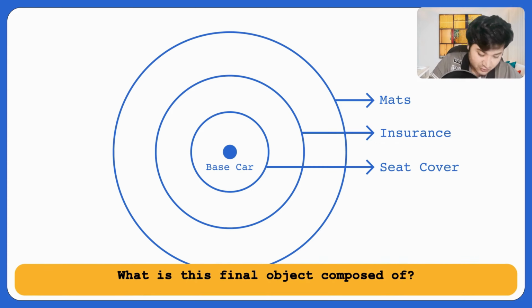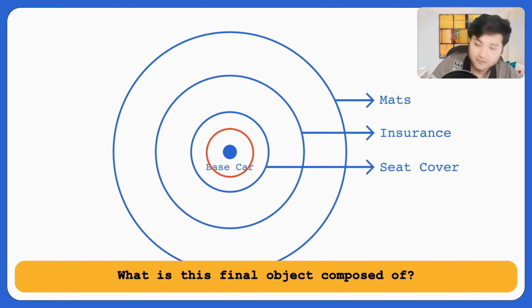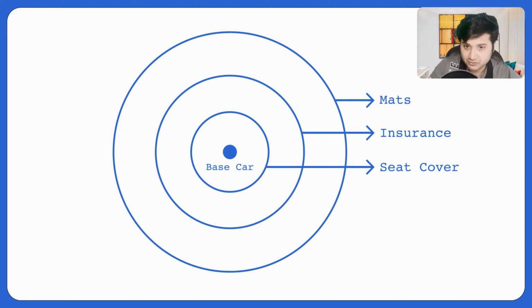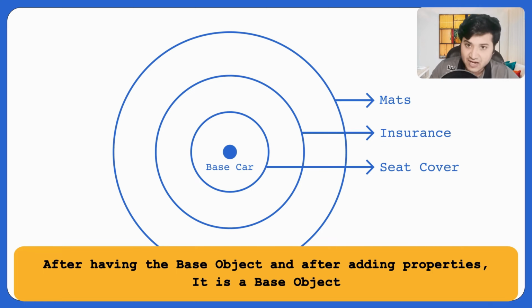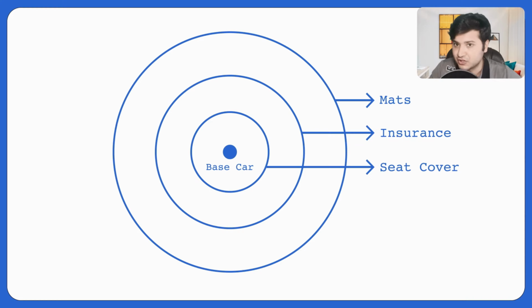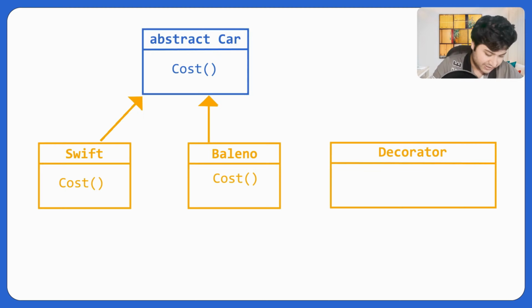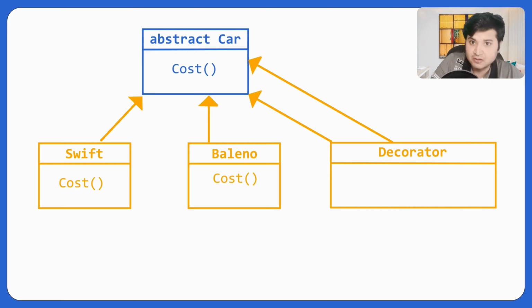Now, what is this final object composed of? It is composed of a base object. It has a base object. Again, focus on my words. What did I say? It has a base object. And after having the base object and after adding properties, it is a base object only. It is a type of base object only, right? So the decorator will extend this base class, base car, and it has an object of the base also. So an is-a and has-a relationship would be there.